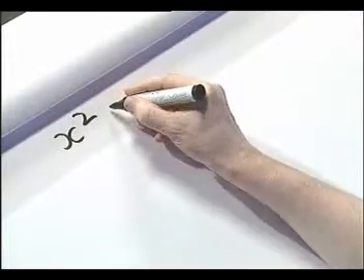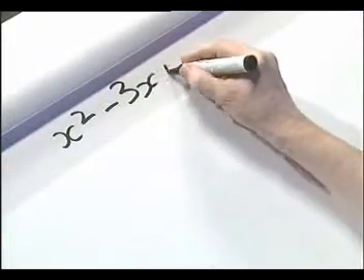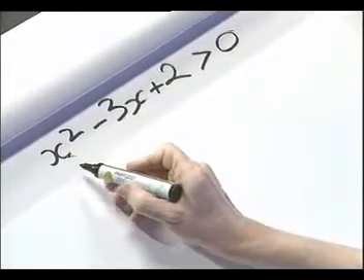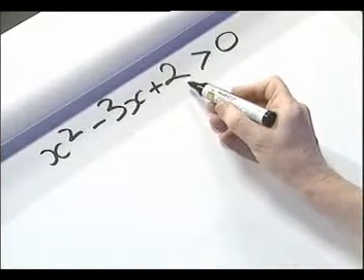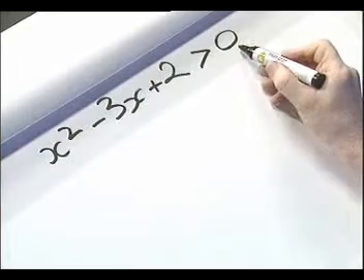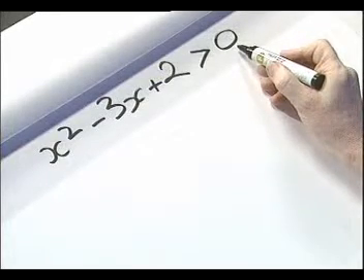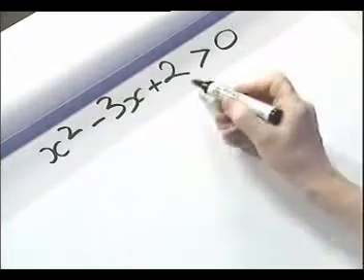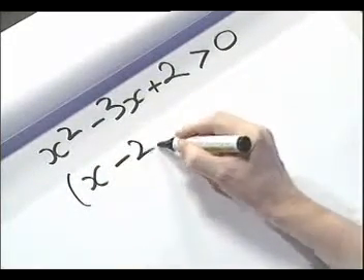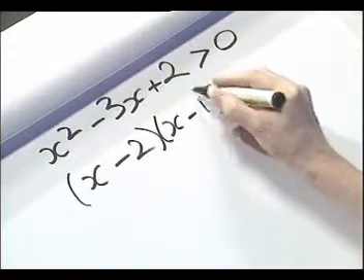Quadratic inequalities need handling with care. Let's solve x squared minus 3x + 2 is greater than 0. Note that all the terms are on the left-hand side, and on the right-hand side we just have 0, exactly as with a quadratic equation before you solve it. This expression factorizes to x minus 2, x minus 1.